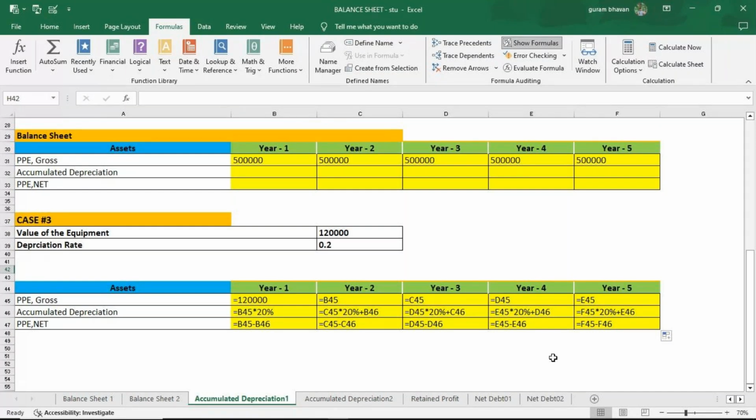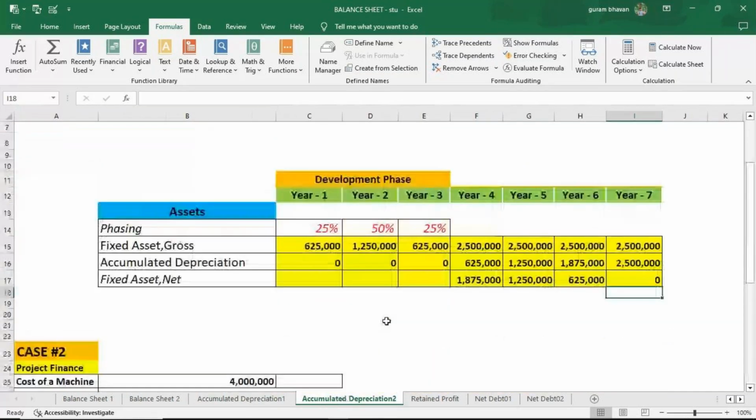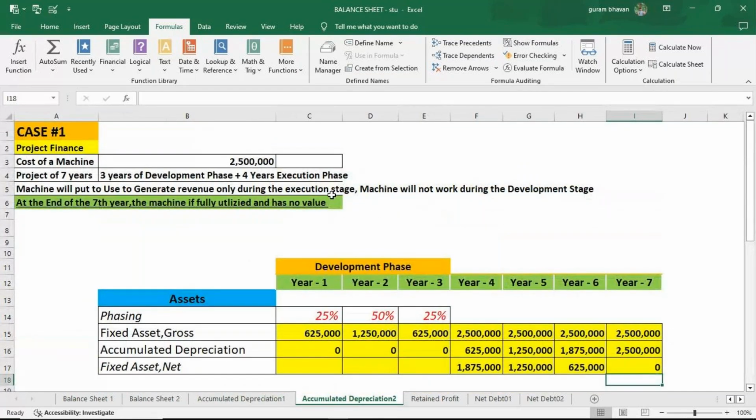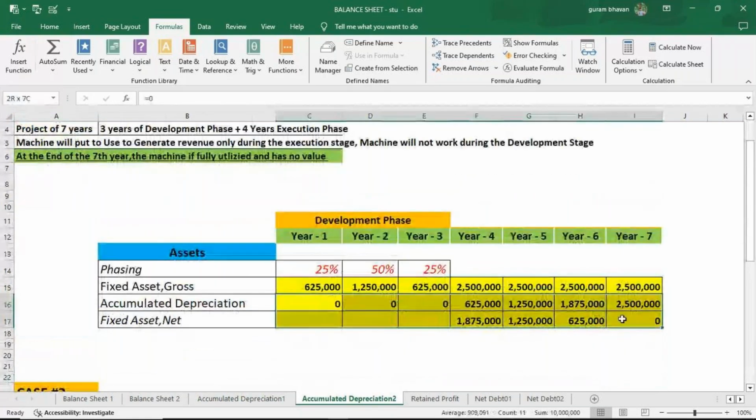Done, girls? Yes, ma'am. Okay, so let's go to the next one, Accumulated Depreciation 2. Here I'm going to remove these values. In yours also, just remove them.